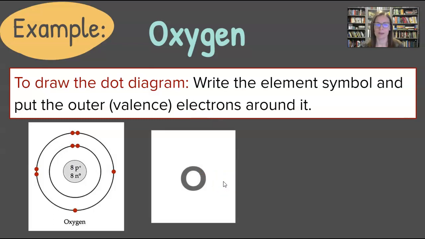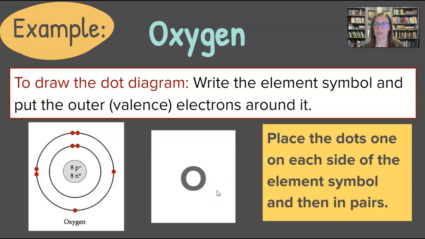And you can put this one example in your notes if you want to. We're writing the element symbol, and then we're going to place these dots around it. So the dots have to go first one at a time. So 1, 2, 3, 4. We pretend that there's 4 sides to the element, like it's inside a square box, okay? And then we go around and we add any other electrons. So we need a total of 6. I only have 4 right now, so I'm going to add in 5 and 6. So this is the electron dot diagram for oxygen.